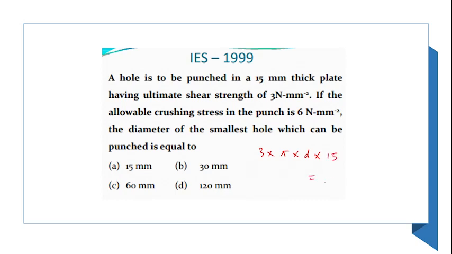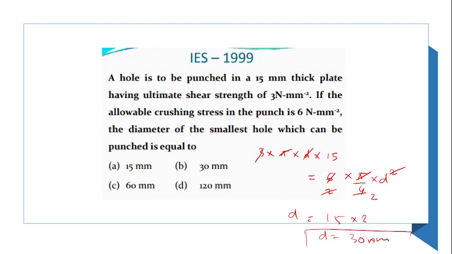Then your crushing stress is given as 6 into pi by 4 d square. That is the cross section area of your punch, and d we have to find. So this all will be cancelled out. So d will be 15 into 2, that will be 30 mm. So your option B will be correct. Any doubt in this?